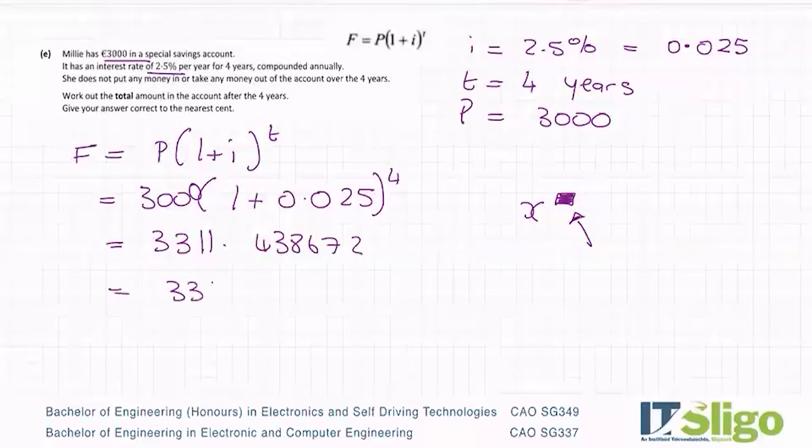And because it's money, you naturally round it to 2 decimal places, okay? So when you're rounding to 2 decimal places, you have to look at the third place, which in this case is an 8. So it's going to round that 3 up to another 4. And my unit is euros. So 3311.44. And that was that second question.